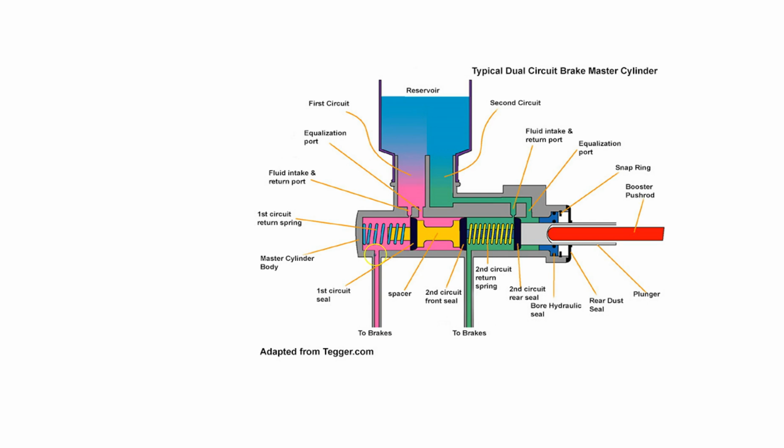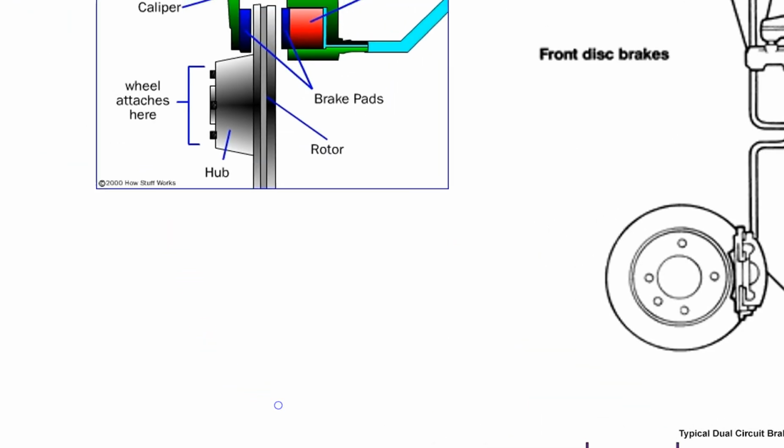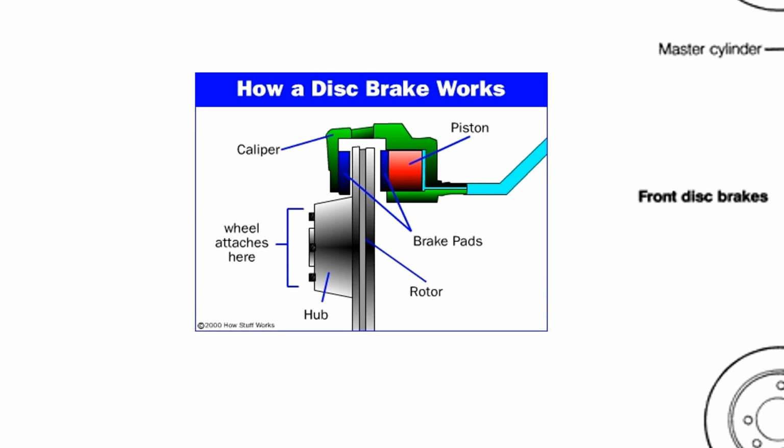So where does it go from the master cylinder? Well, typically the primary circuit will send you to disc brakes. So you have fluid flowing in here, and as it flows into here, we have this green thing is called the caliper. The caliper has a piston in it, and that is the red part here, and you can see the fluid, it's blue, and it slides right in the back there.